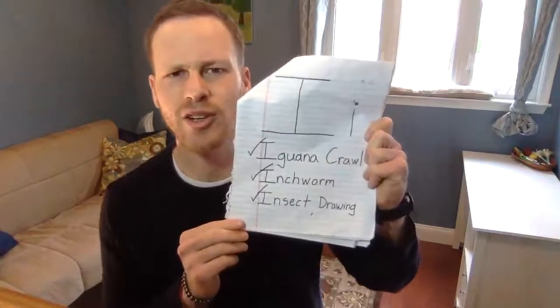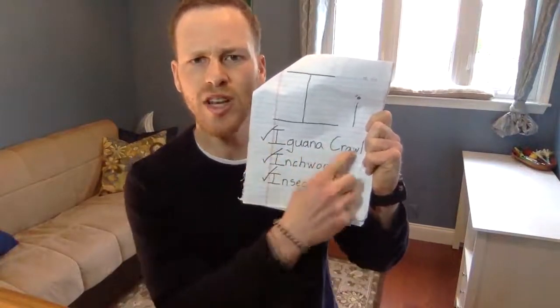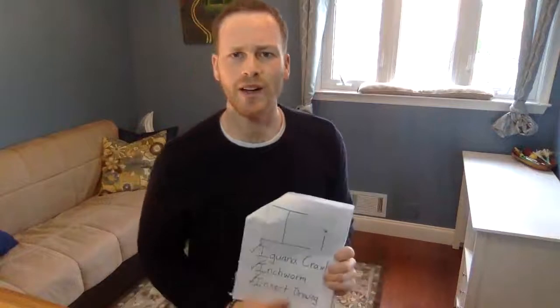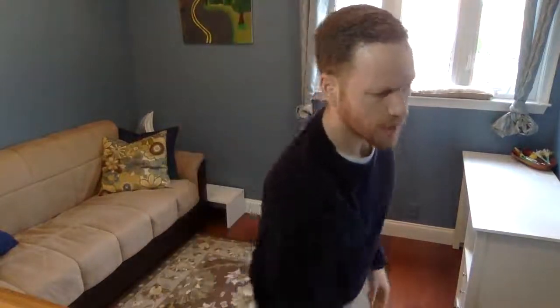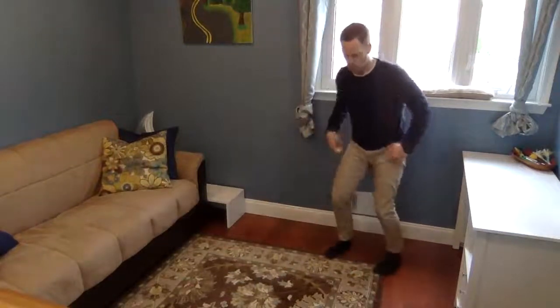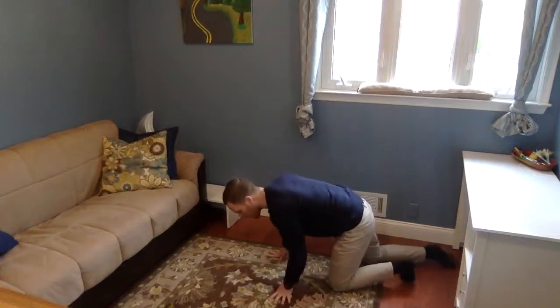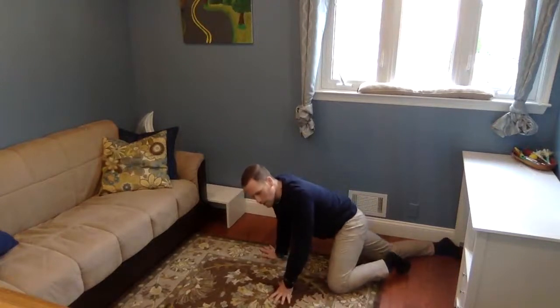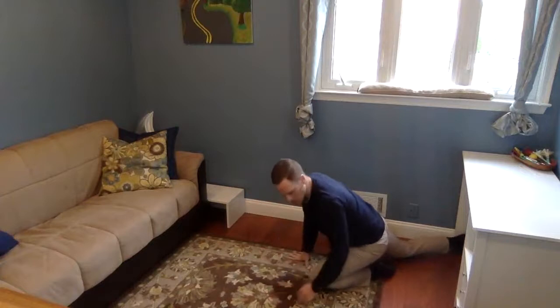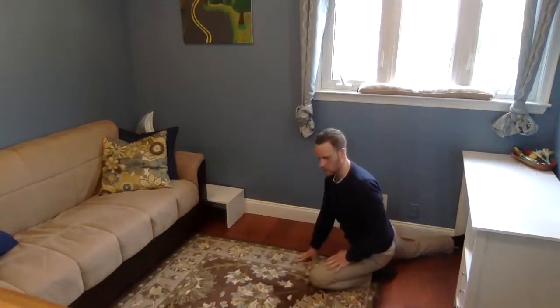Okay, let's get started for our letter I. The first one we did was our iguana crawl. Okay, iguana crawl is a tricky one, and you need some space. So for iguana crawl, we come down to the ground. Okay, we have our one leg behind us, and we're sitting on our leg here.